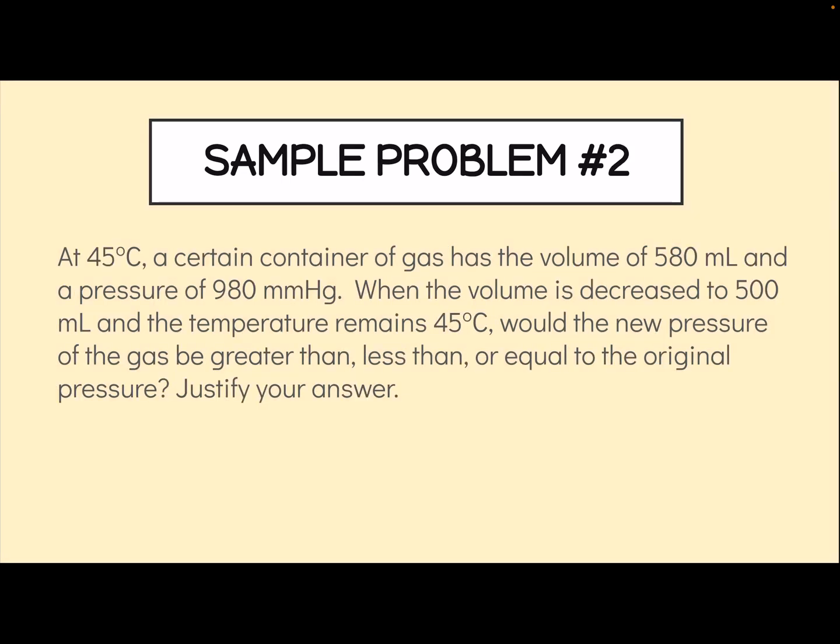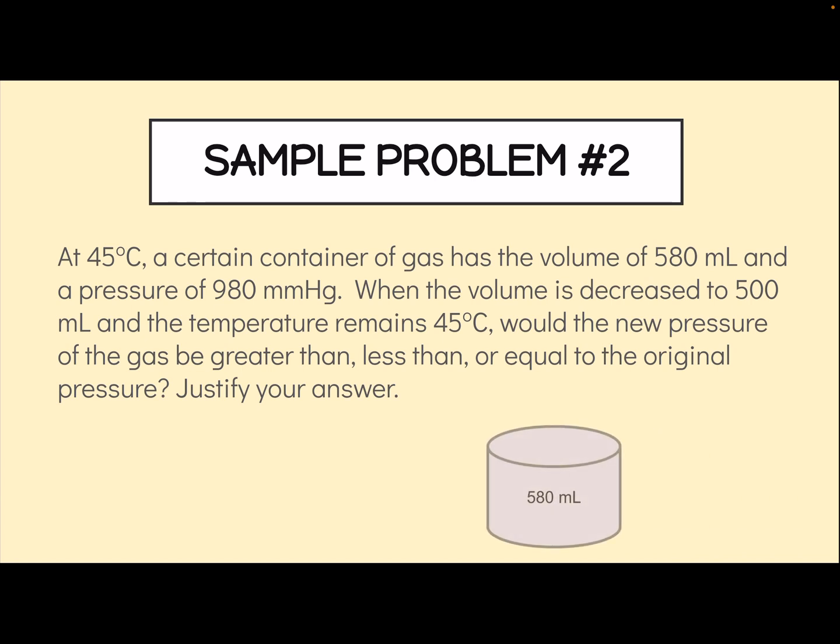Number 2, at 45 degrees Celsius, we have a container of gas with a volume of 580 milliliters and it's at a pressure of 980 millimeters of mercury. When the volume is decreased to 500 milliliters and the temperature remains constant at 45 degrees Celsius, is the new pressure going to be greater than, less than, or equal to the original pressure?